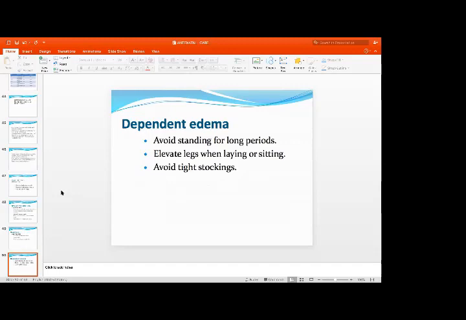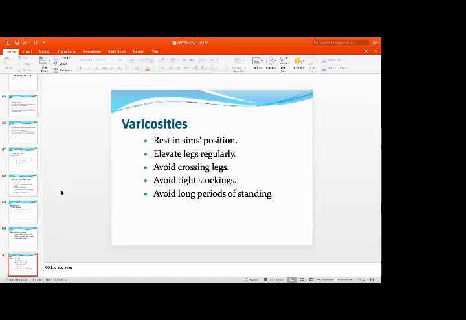She may develop dependent edema of the feet and legs. Avoid long-term standing. And whenever she feels tired, she should lie down and elevate her legs, even in sitting position. Avoid tight stockings. Sometimes during pregnancy, varicosities develop. So what she should do, she should rest in Sims position, that is, in the left lateral position. Elevate legs regularly. Avoid crossing legs. She should not sit while crossing her legs. Avoid tight stockings and long periods of standing.